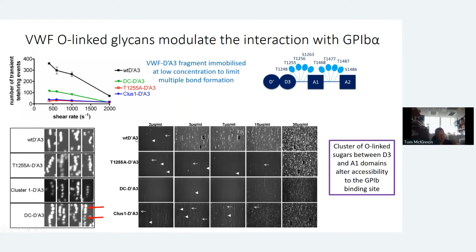Now what you can see is when we have a wild type VWF fragment, so representing our normal protein, we saw an increase in platelet capture and platelet rolling from low concentrations up until we saturate the surface. But with all these mutants that lack these O-linked glycans, it was only really when we saturated the surface that we saw platelets being captured.